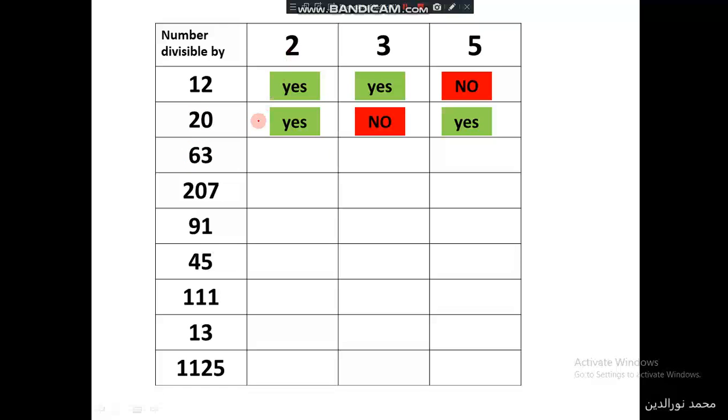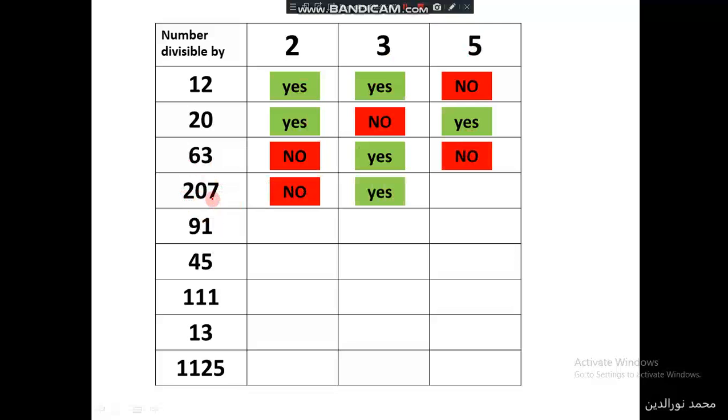63 is not divisible by 2 since its ones digit is not even. 6 plus 3 is 9, divisible by 3. So 63 is divisible by 3. The ones digit is not 0 or 5, so 63 is not divisible by 5. 207 is not even, not divisible by 2. 2 plus 0 plus 7 is 9, divisible by 3. It's not divisible by 5 since we don't have 0 or 5.